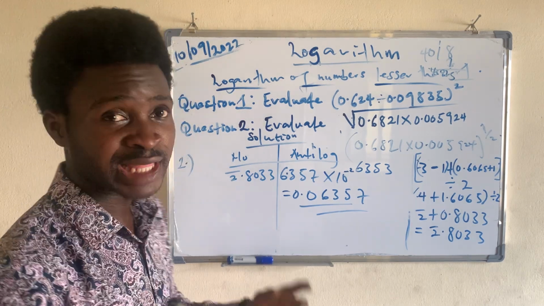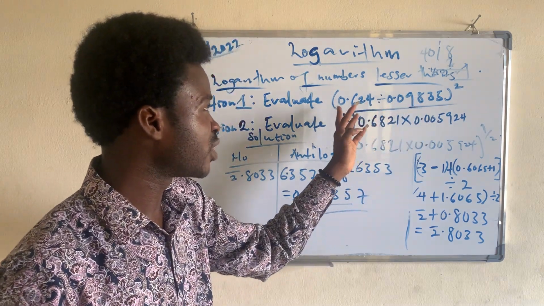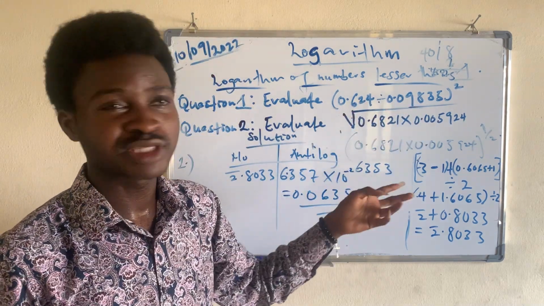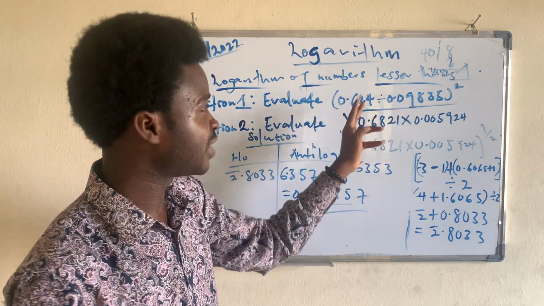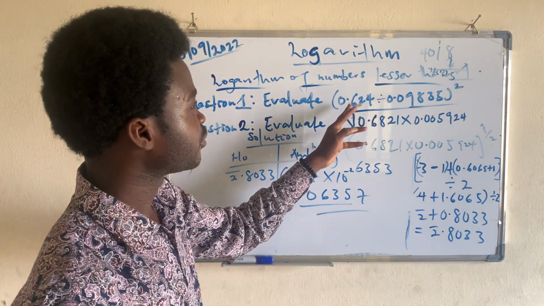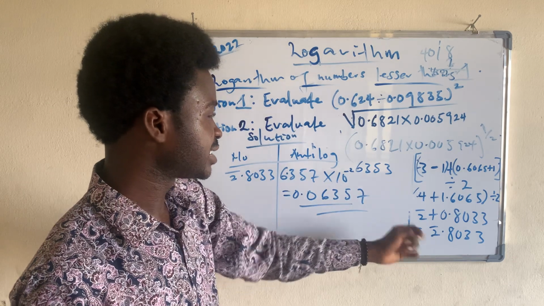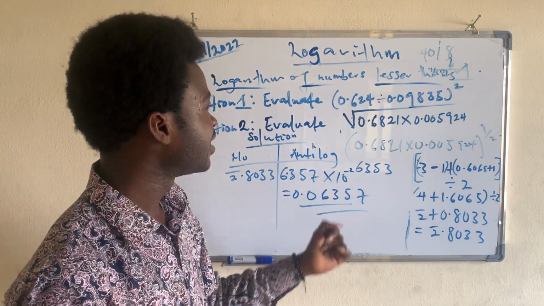So if you take your time to punch this directly in your calculator, because you are asked to evaluate this, the question is not to find the logarithm of this, but to evaluate this. So we are making use of logarithm to solve that out. If you punch these values in your calculator directly, you do get the result of what we have in both problems.